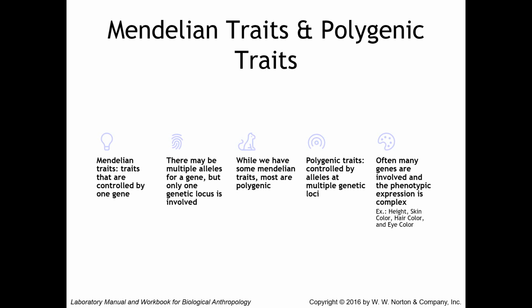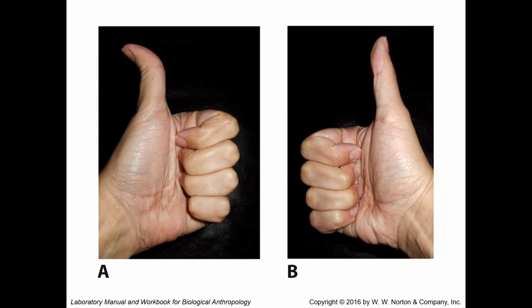Okay? So here we have an example of a hitchhiker's thumb, right? It's one of the few Mendelian traits in humans, right? We have a hitchhiker's thumb on the left, right here, with a non-hitchhiker's thumb on the right.